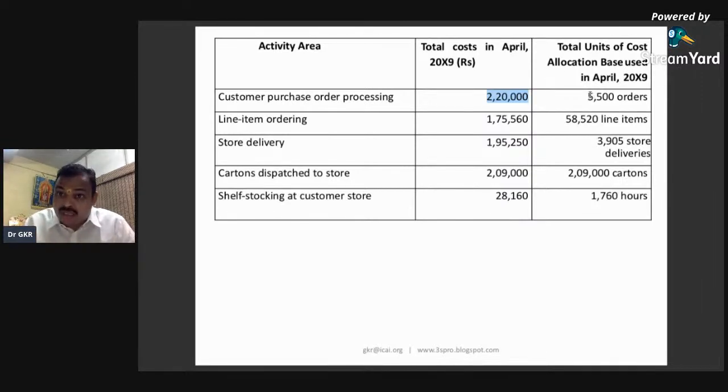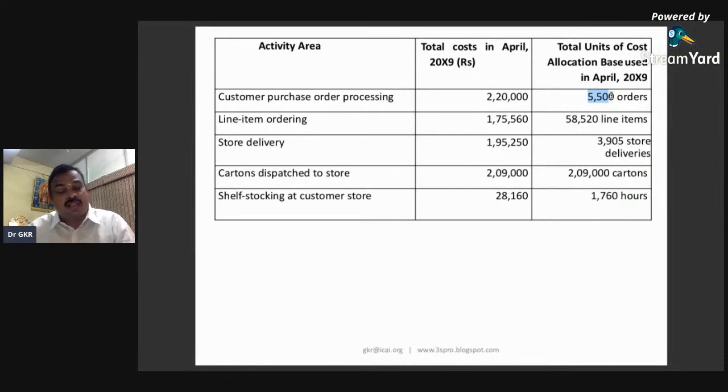From where did you get 5,500? You need to actually measure. You need to have a lot of information and then collect the data. Otherwise you cannot say that it is 5,500 orders. So every place you have to punch and collect data. That is the most challenging thing in ABC. Just like that, you can say ABC is better than traditional costing.